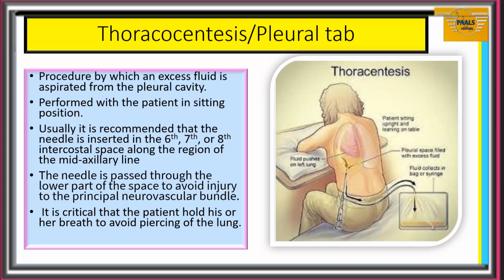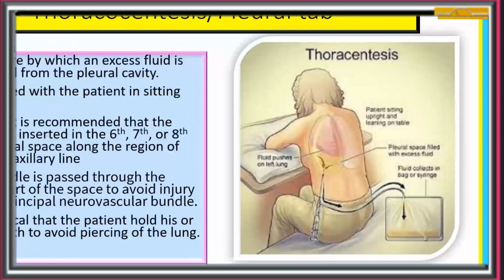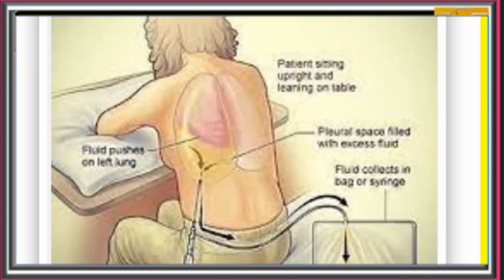This is a procedure by which an excess fluid is aspirated or drained from the pleural cavity. This is performed with the patient in a sitting position. Usually, it is recommended that the needle be inserted along the 6th, 7th, or 8th intercostal spaces in the region of the mid-axillary line. The needle is passed through the lower part of the space to avoid injury to the principal neurovascular bundle.